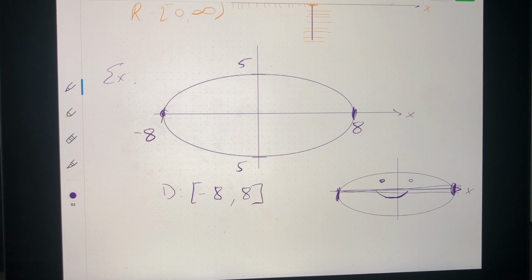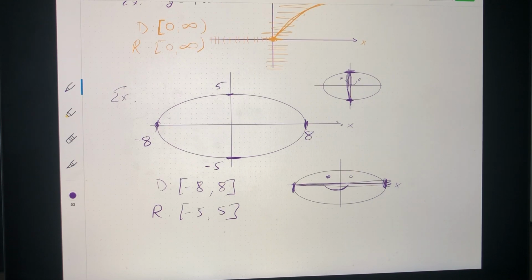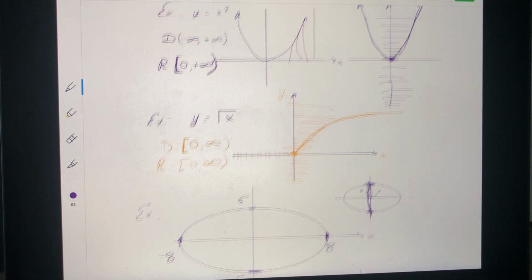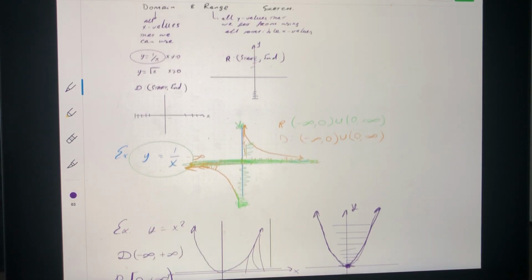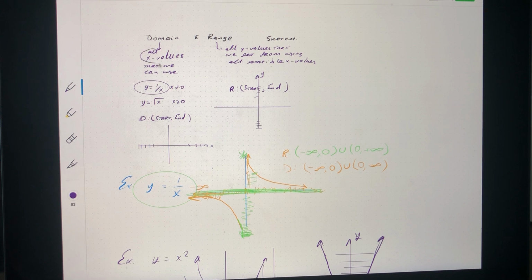Now the range, if we're looking at the face, is how tall the face is. Where does the face begin, where the chin is, and where the top of the head is. So all of that space is the range. And for us, we start at negative 5 and we go to plus 5. So the range is from minus 5 to 5. And that's it for this example. And that's basically what domain and range is. The domain is all the possible x values, and the range is all the y values that come from these possible x values.